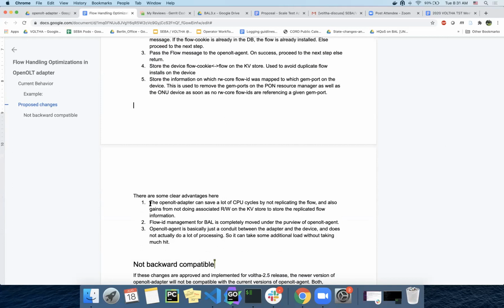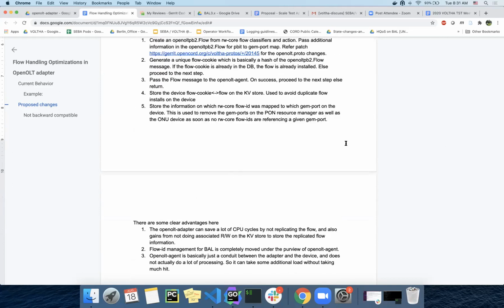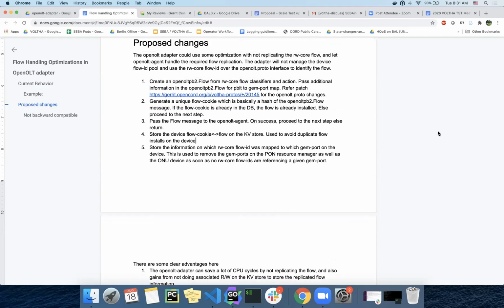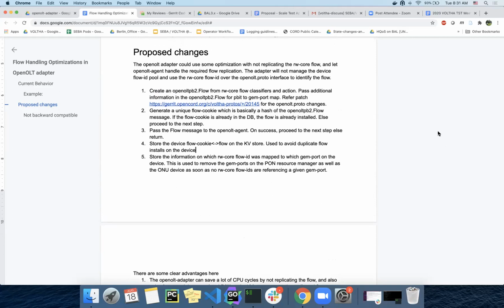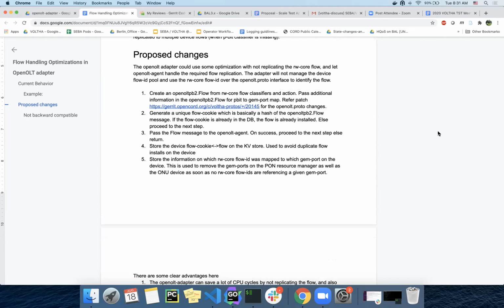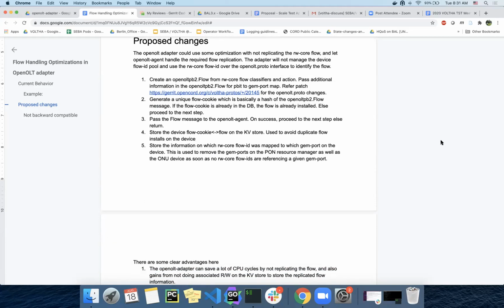One question, Girish. This RW core flow ID is not going to map to a specific gemport, right? Because once it goes to the agent and the agent applies the p-bits, different p-bit-based flow IDs are going to map to different gemports. So are you saying that the RW core flow ID is going to be mapped to a collection of gemports? It's actually a collection of gemports.